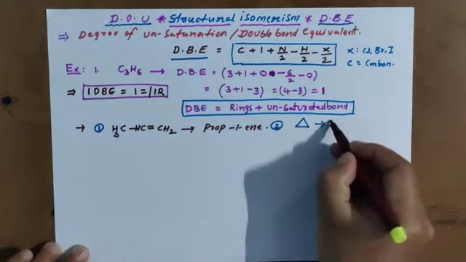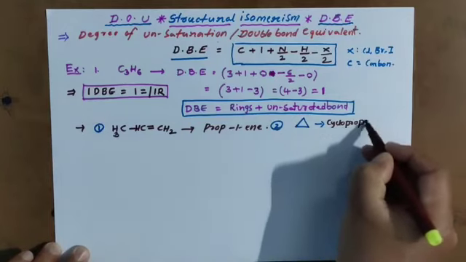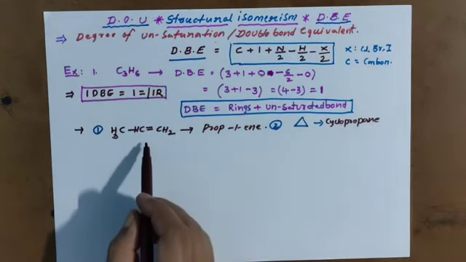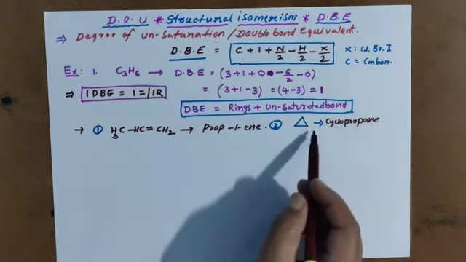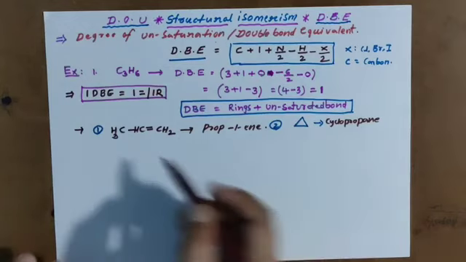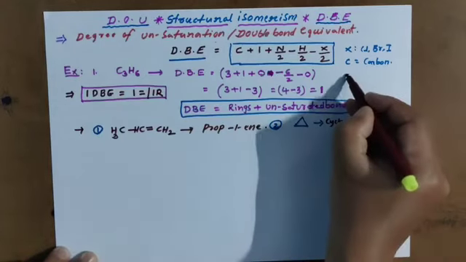Cyclopropane. This we are calling cyclopropane. So you got now? So 1 chain isomer, 1 ring isomer. Means 1 straight chain, 1 ring. So total how many you got? 2.